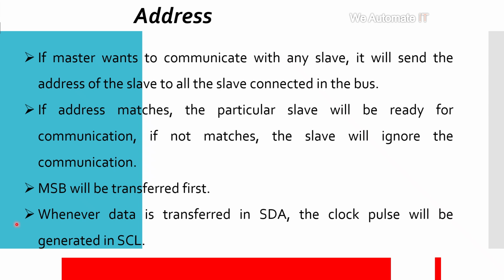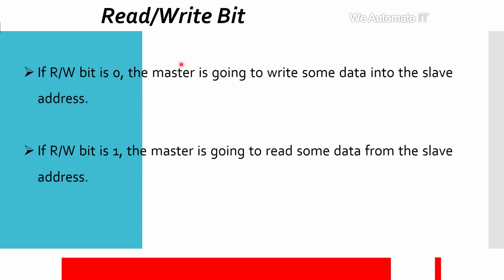Okay, so this is the address transfer which happens in I2C. So again, the read and write bit. What does the read and write bit do here? If the read/write bit is 0, the master is going to write some data into the slave address.